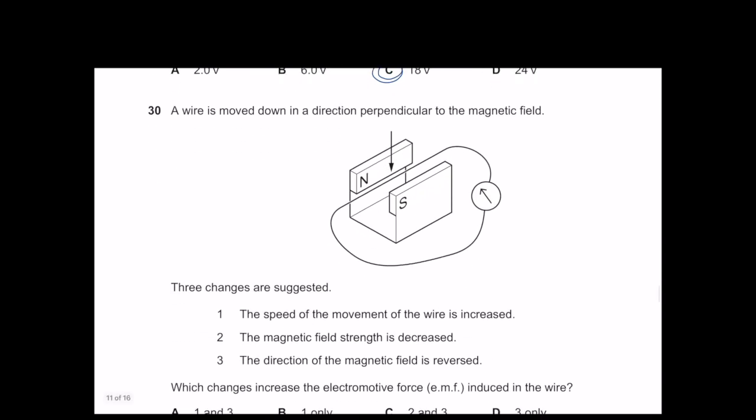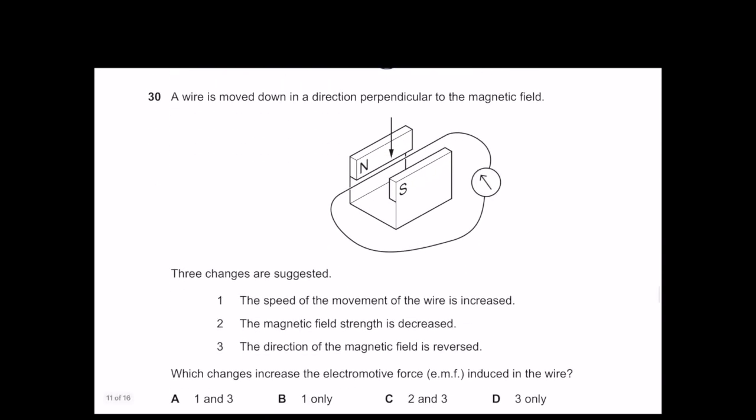In question 30, here we have some electricity that could be generated, because I don't have any source of electricity. A wire is moved down in a direction perpendicular to the magnetic field.